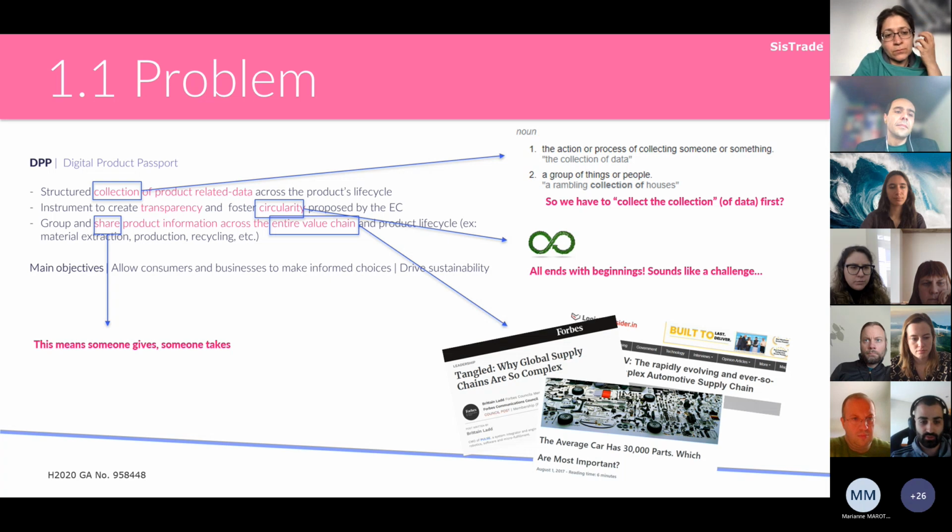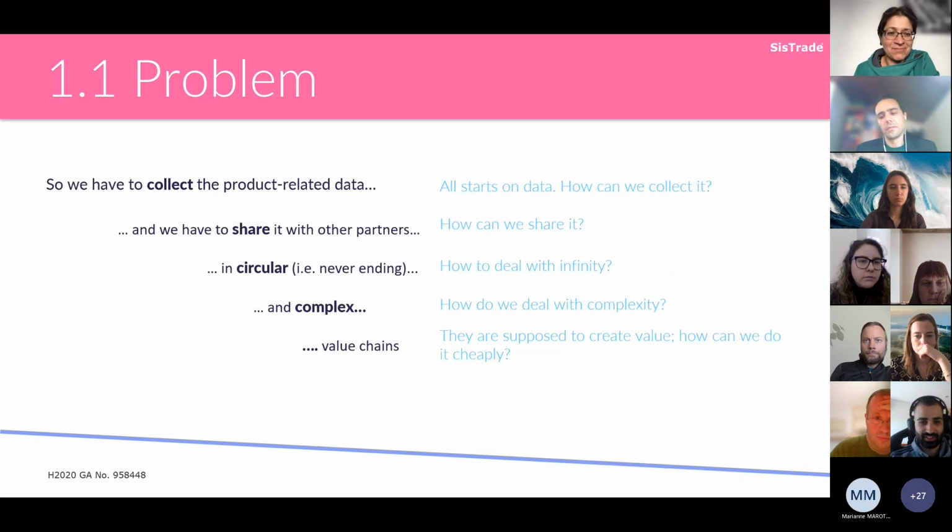The next problem that we identified was sharing. We need to know what we can give and what we can take of information. And the last problem is the value chain. We know that the value chain is so complex and rapidly evolving. And for you to know, an average car has 30,000 parts. That is a massive number of parts.